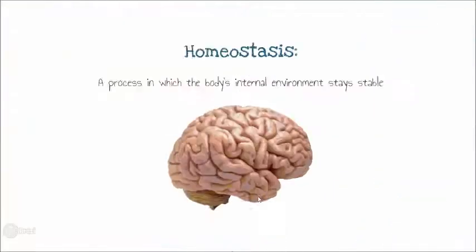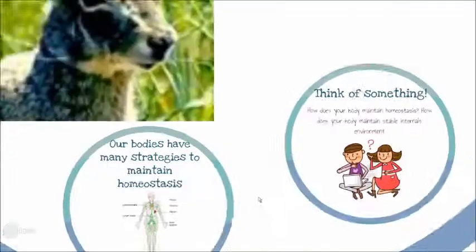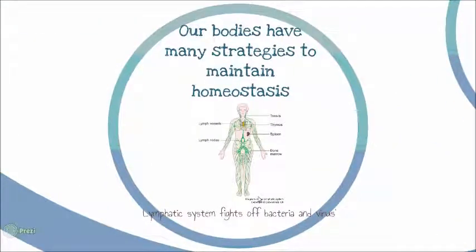So all of those 6 traits are used for organisms to maintain homeostasis. This means that they maintain an internal stable environment. And all organisms are able to do this using those 6 traits, those 6 characteristics of life. Our bodies have many strategies to maintain homeostasis. Try and think of some on your own right now.